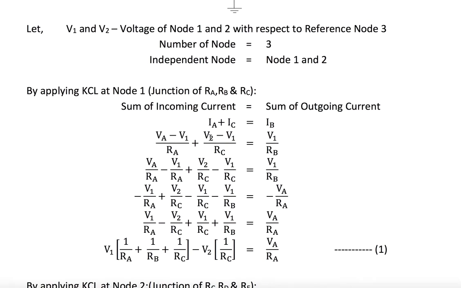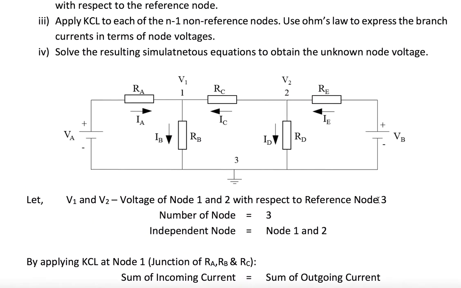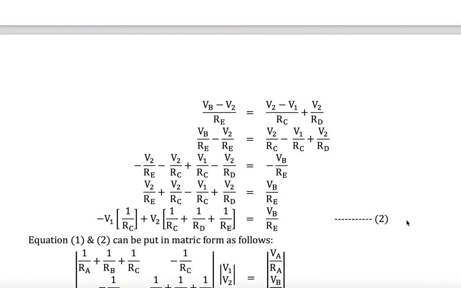Then simplify this by taking V1 common, V2 common. You will get one equation. Applying KCL at node 2. This is node 2, right? Again KCL says incoming currents equal outgoing currents: IE equals IC plus ID. What is IE? This potential minus this potential by resistance. This potential is VB, this is V2 with respect to node 3. So (VB minus V2) by RE equals (V2 minus V1) by RC plus V2 by RD. So you will get one more equation there.